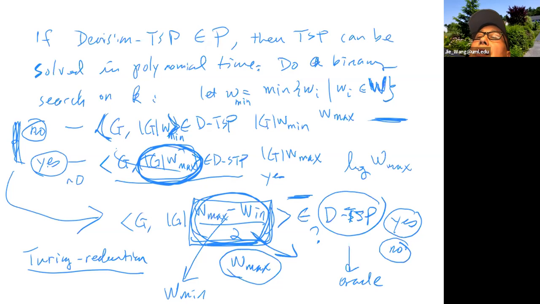if this decision problem is NP complete, then I know the optimization problem is NP hard. Okay, we are not going to show that the decision version of TSP is NP complete, but I'm just going to say it. So the decision version of TSP is NP complete. So TSP is NP hard.